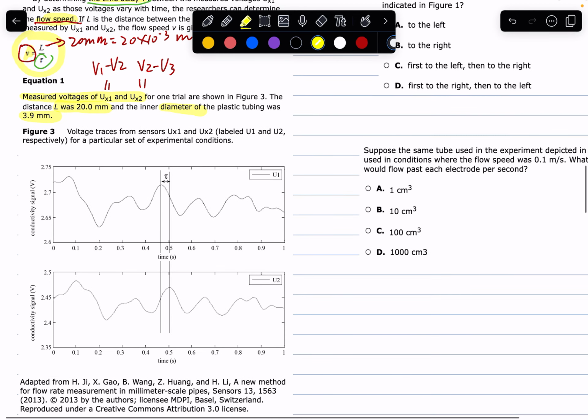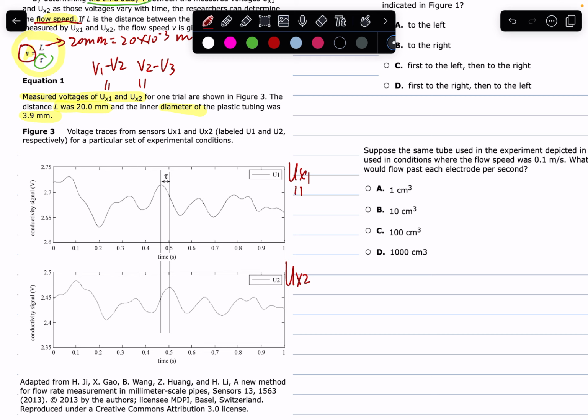And then figure 3 says, yeah, it's a voltage, right? Basically, it's the electric potential, and that's what causes the electrons to flow, right? Okay. So voltage traces from sensors UX1 and UX2 labeled U1 and U2, okay? So this is UX1, this is UX2, right?